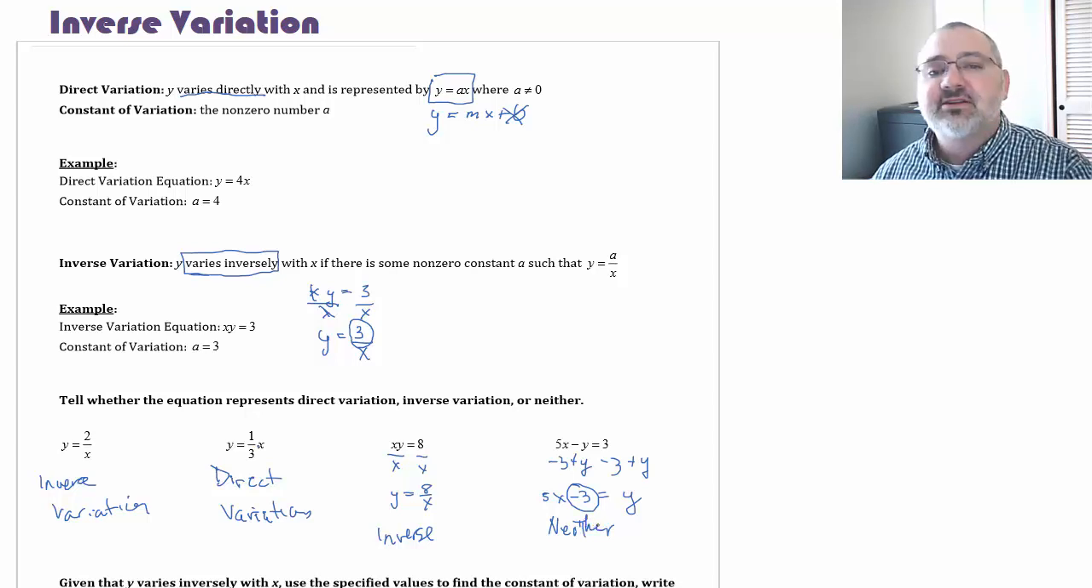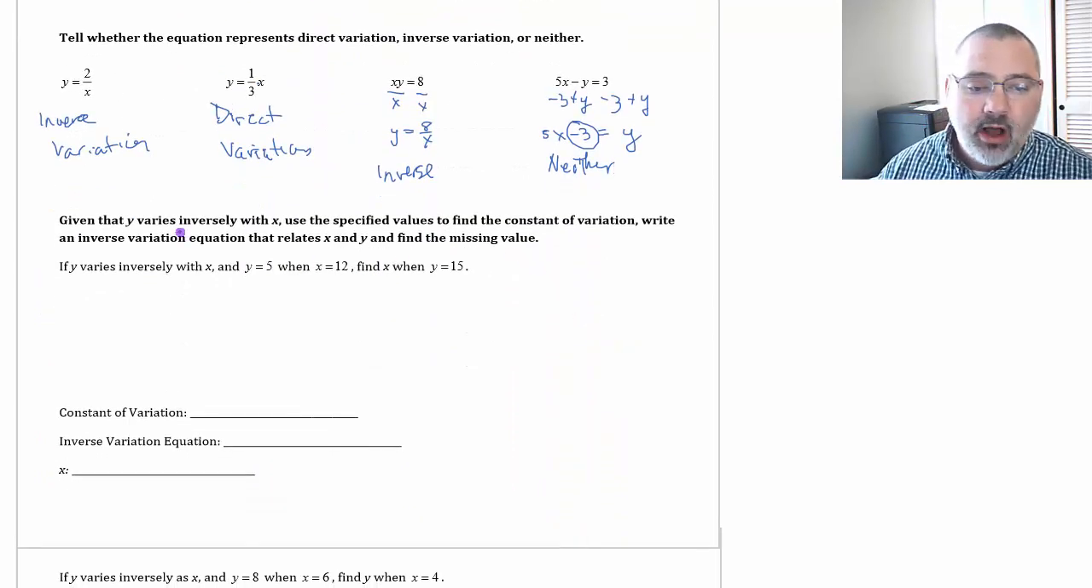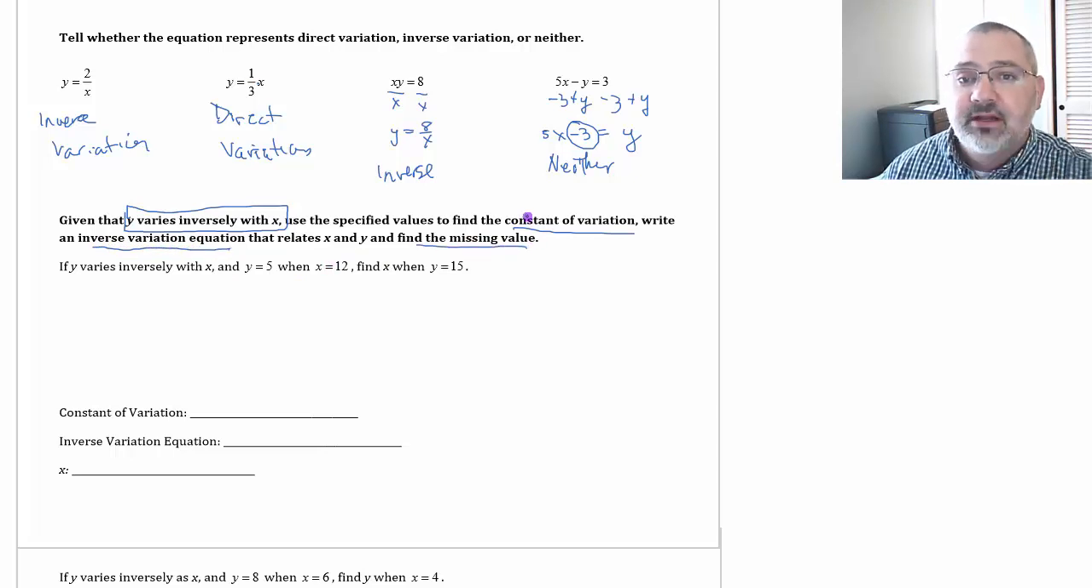Okay, so now let's start using inverse variation. Given y varies inversely with x, when we see this statement right here, this is going to tell us what type of function we're going to deal with. Use the specified values to find the constant of variation, write the inverse variation equation that relates x and y, and find the missing values. So there are 3 things that we need to find. Keep that in mind. Always make sure you answer all things.